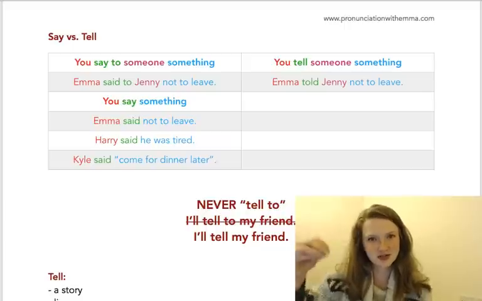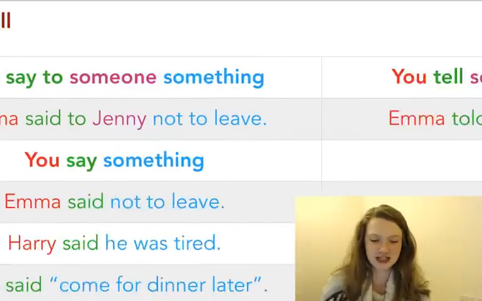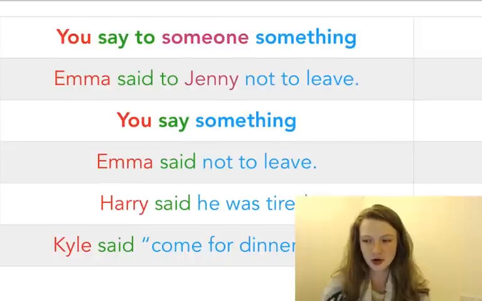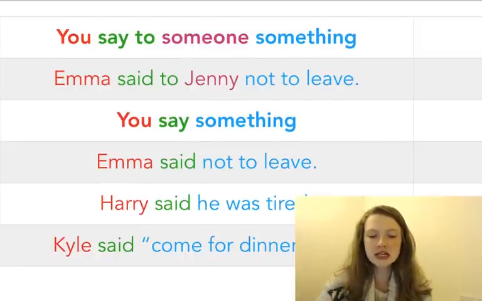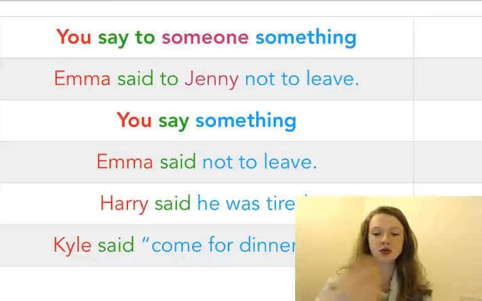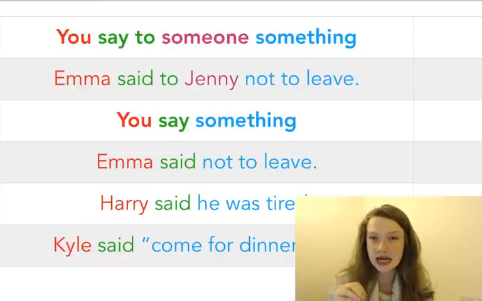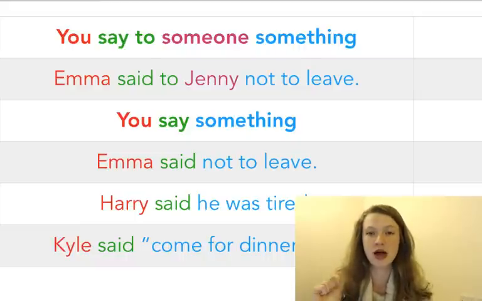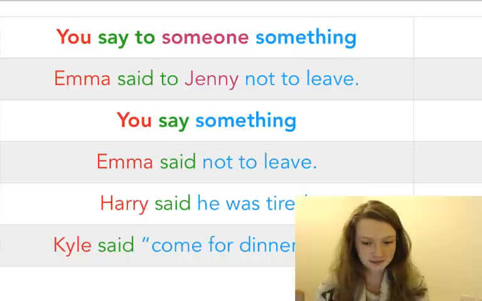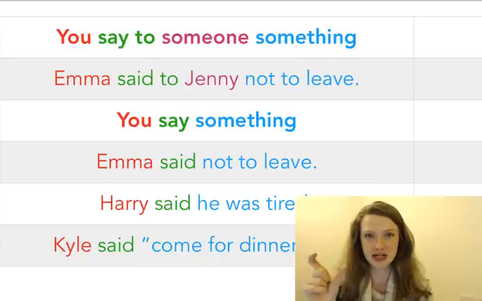have different structures. Let's have a look at those in a bit more detail. So the first one we have here, you say something to someone. For example, Emma said to Jenny not to leave. So Emma, your subject, said to, "say to" here is just conjugated. Jenny is the someone. Not to leave, this is the something. It's the thing that Emma said to Jenny.